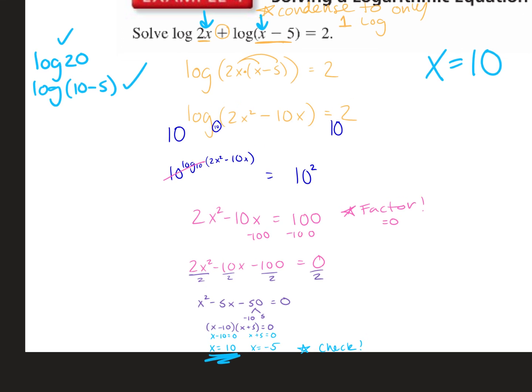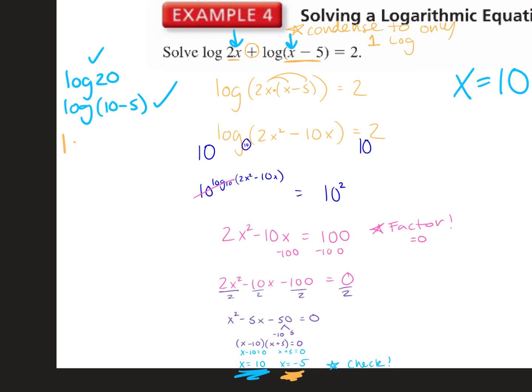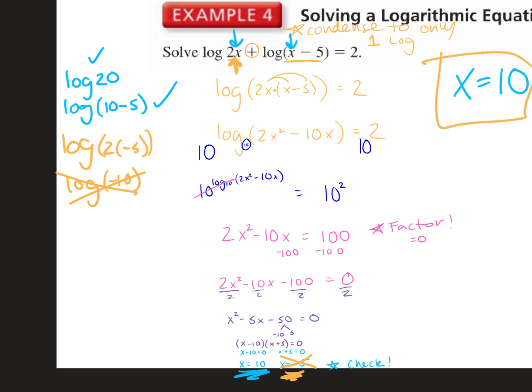We're going to check -5. So the log of 2 times -5 would be, if I plug it into the x there, what's 2 times -5? -10. Can I take the log of a negative? No, so it does not work, so -5 is not a solution. So the only answer is x is equal to 10.